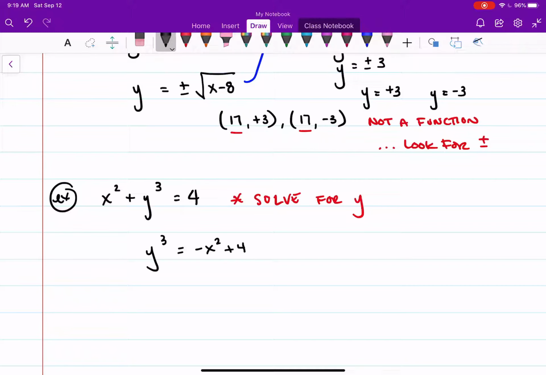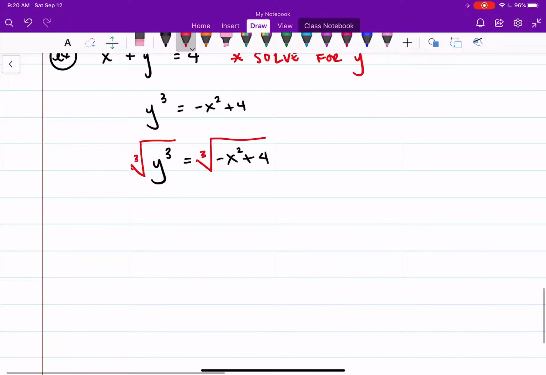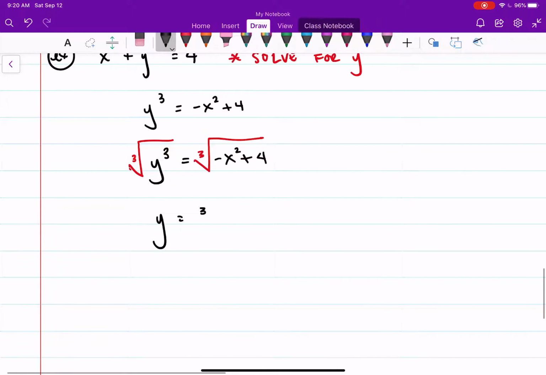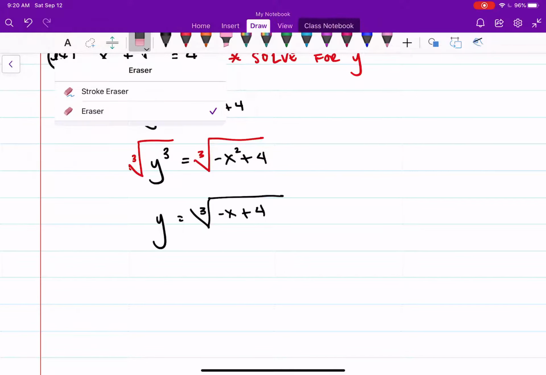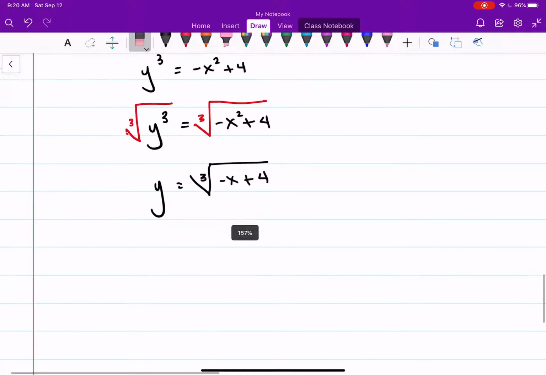So what do I usually do with y cubed? So y cubed is equal to negative x squared plus 4. So typically what I would do is take the cube root of both sides. Okay, so what happens with cube root? So in other words, now I have y is equal to the cube root of negative x squared plus 4, okay? There we go. All right.